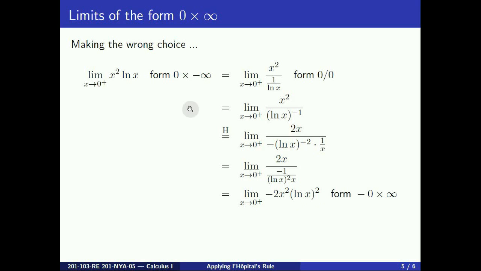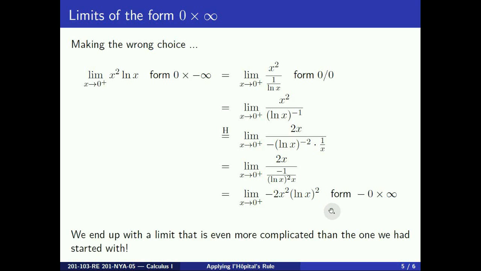Now, if you compare this to the limit of x squared times ln of x that we had started with, it is very similar, but now ln of x is squared. And this makes the function and the limit even more complicated than what we had started with. So this indicates that we should backtrack. The choice was wrong in picking ln of x and sending it in the denominator. And we should try to send instead x squared in the denominator. And this is what we had done on the previous slide, if you remember.